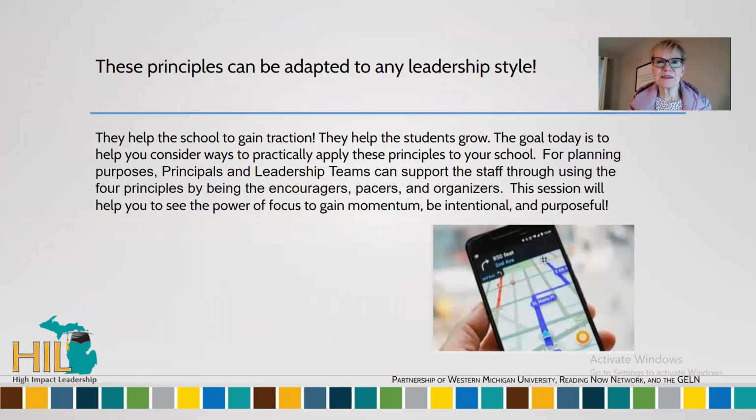These principles can be adapted to any leadership style, whether you are hands-on or hands-off, or whether you have a large leadership team or small. These will really help the school to gain traction and help the students to grow. And the goal then is to help you see ways that you can be the encouragers, the pacers, and the organizers as the leadership group, and to see the power of the focus that comes from being ever so intentional and purposeful.